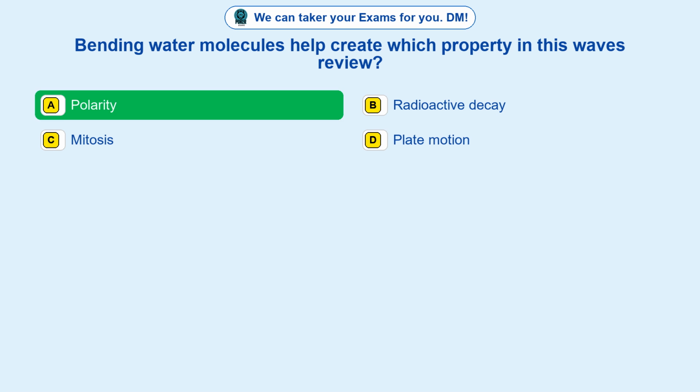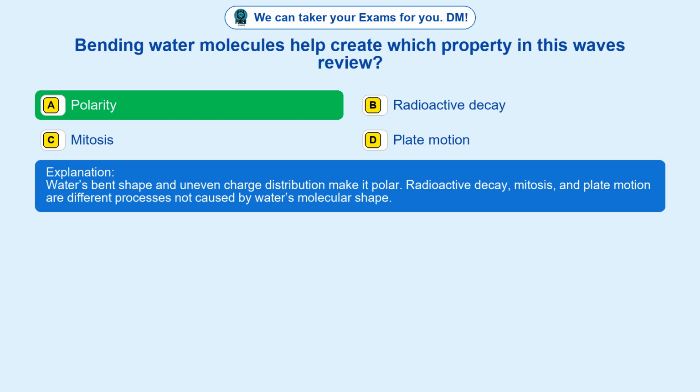The correct answer is option A. Polarity. Water's bent shape and uneven charge distribution make it polar. Radioactive decay, mitosis, and plate motion are different processes not caused by water's molecular shape.